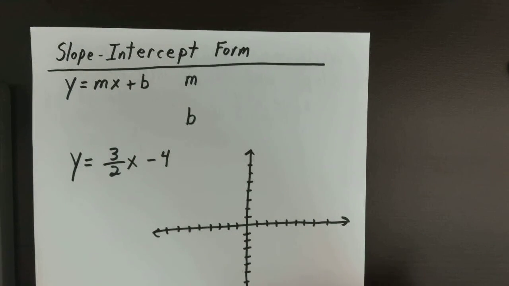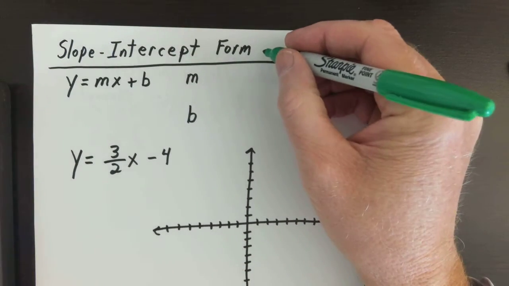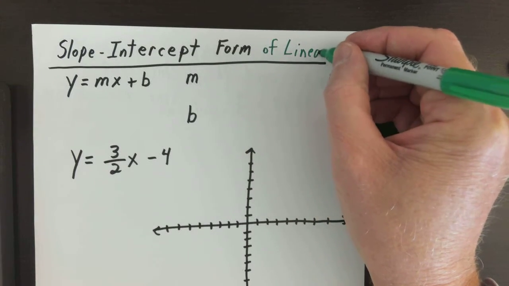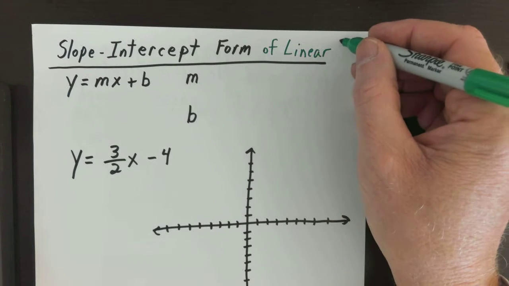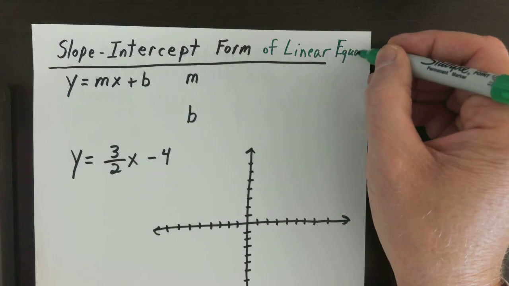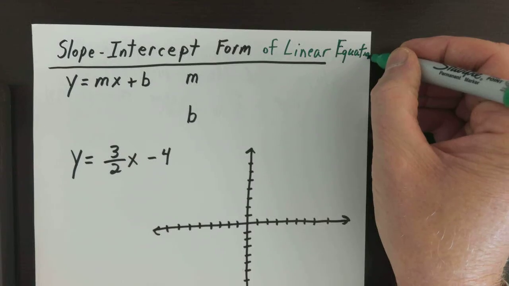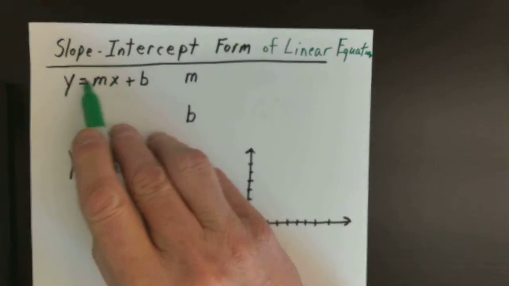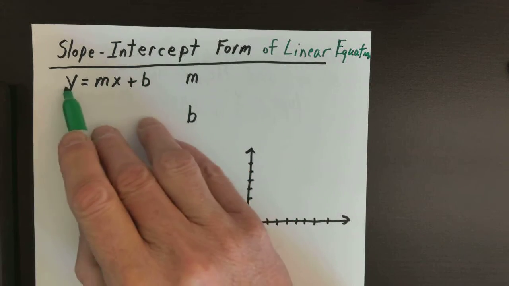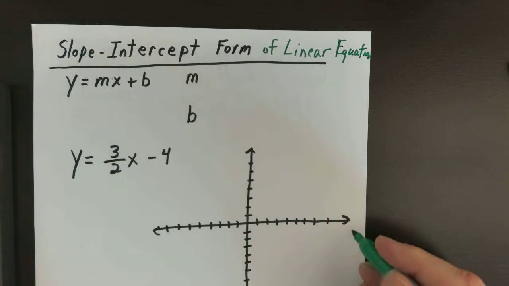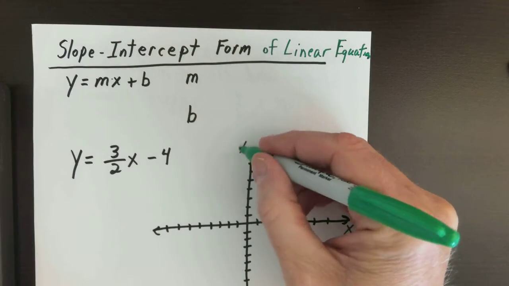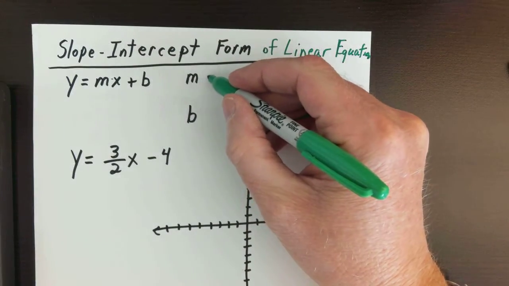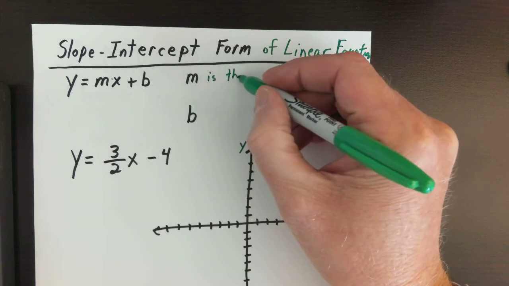We are working on slope-intercept form of linear equations today. It's the form y equals mx plus b. M is a number, b is a number, y and x are your variables that correspond to the x-axis and the y-axis. And m is the slope.